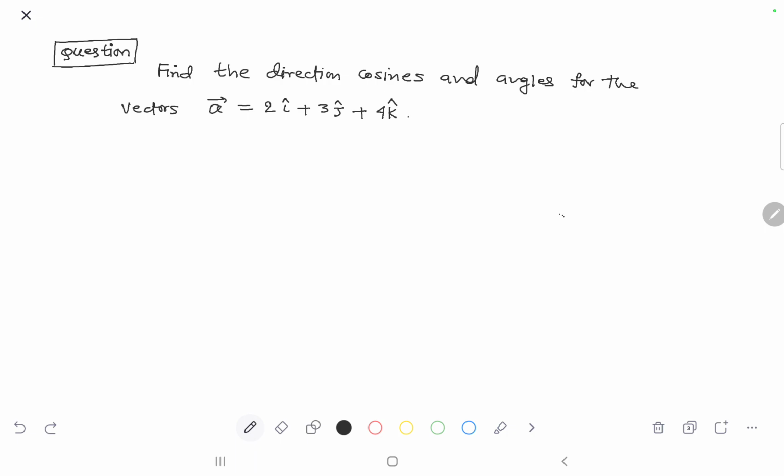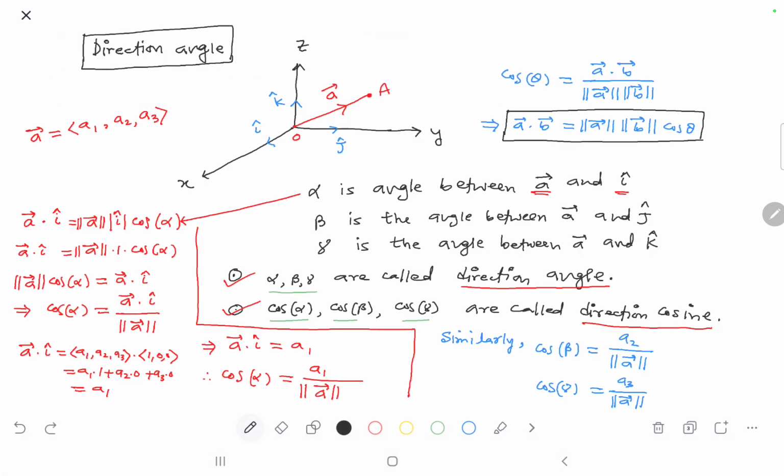One thing I forgot to tell you also, the direction cosine has a beautiful property. Let me write it here: if you take the square and sum of the direction cosines, you get 1. So if we take the sum of the squares of the direction cosines, then we get 1. This is the property satisfied by the direction cosines.